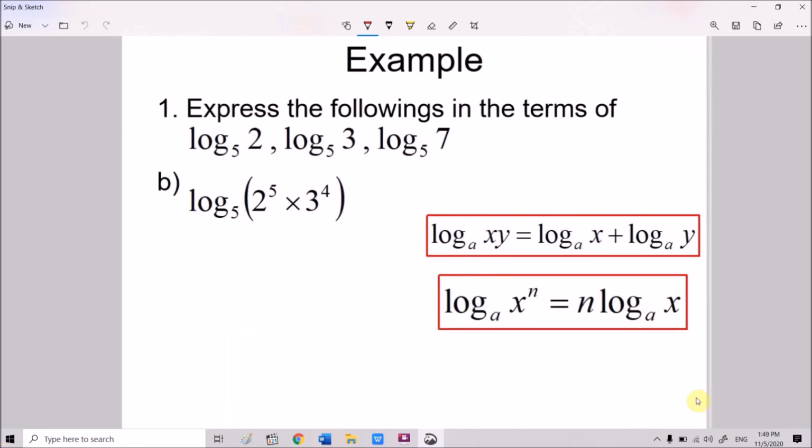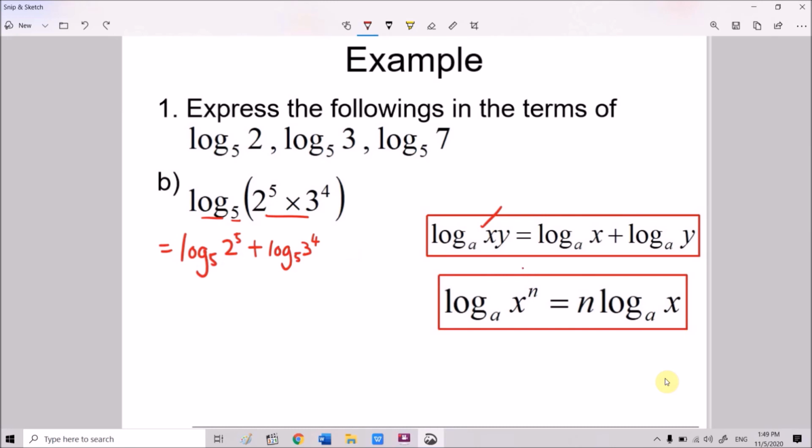That's it. Question B. We have log base 5 of this. Okay, so first we use the product law. So we have log base 5 of 2 to the power of 5 plus log base 5 of 3 to the power of 4. Then we use the power law here since the power is involved. We have a power 5 and a power 4 here.